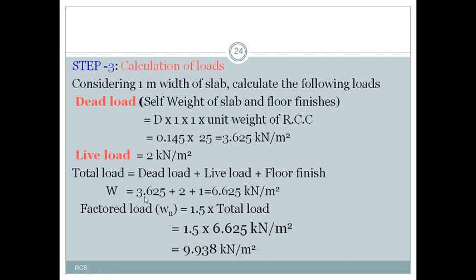That is, the dead load is 3.625, plus live load 2, plus floor finish 1. Altogether we get a total load of 6.625 kN per meter square. From this I can calculate the factored load, using the combination of these. The partial factor of safety for the limit state of collapse condition is 1.5, into the total load 6.625. Then the total factored load obtained is 9.938 kN per meter square.